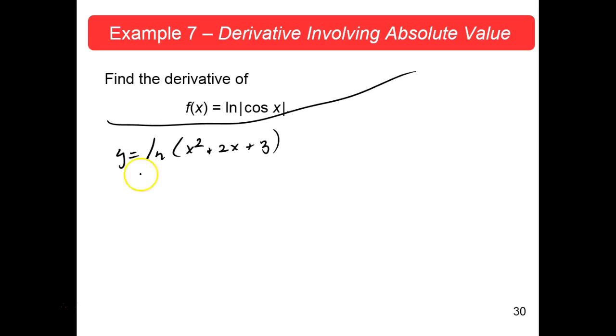Take a derivative. So dy dx is equal to what? 1 over x squared plus 2x plus 3, 1 over the argument there. But then you have to do the derivative of the inside, which is not that hard: 2x plus 2. Perfect.